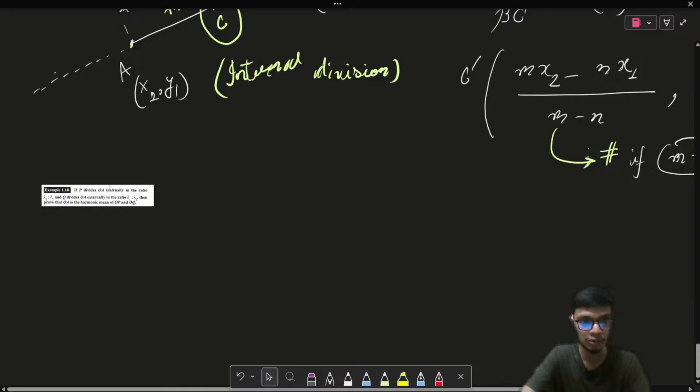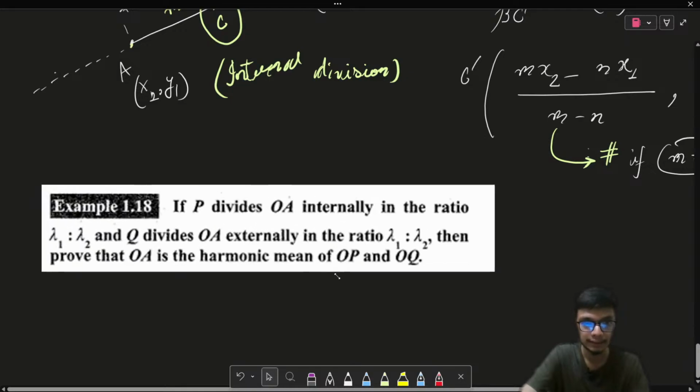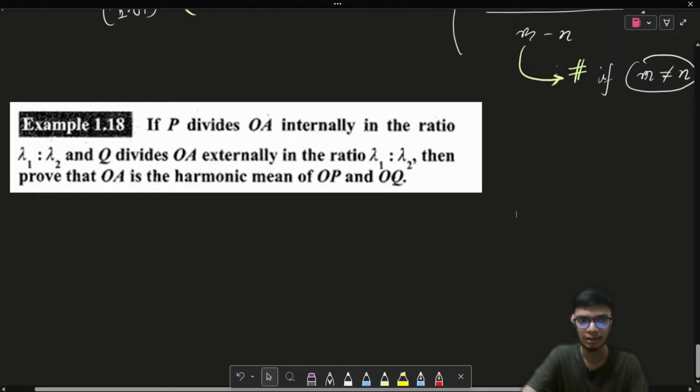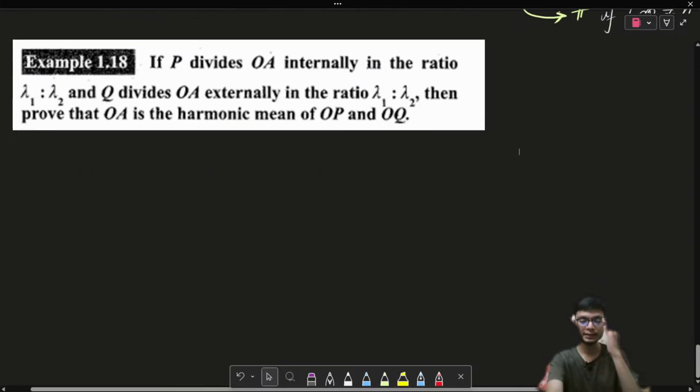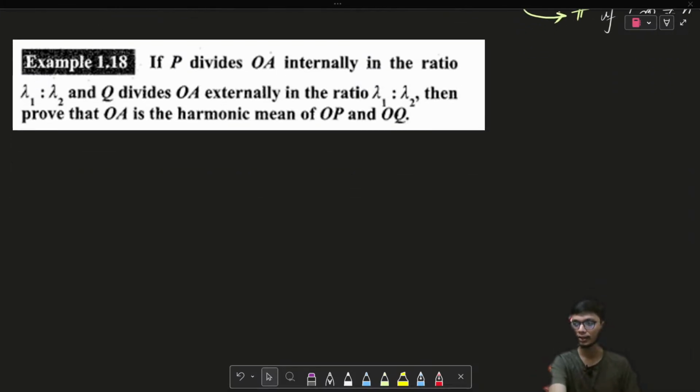So try to solve this particular problem. Now these kinds of problems are quite a favorable problem, especially for the JEE Mains examination. Okay, so please try to solve this problem.